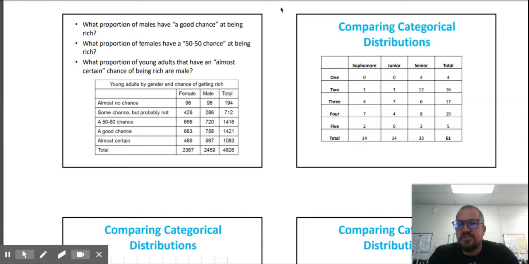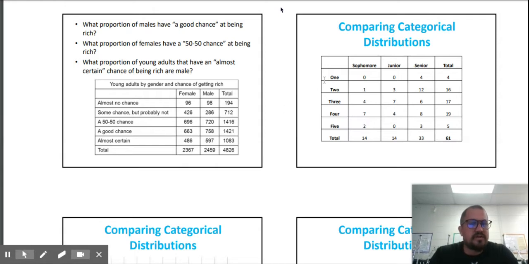And then the last question, what proportion of young adults that have an almost certain chance of being rich are male? So that means we're looking at all young adults that have an almost certain chance of being rich. That's 1,083. So that's 597 out of 1,083. And again, you want to type those in and also write your decimal. So you want to have your calculator handy for that.